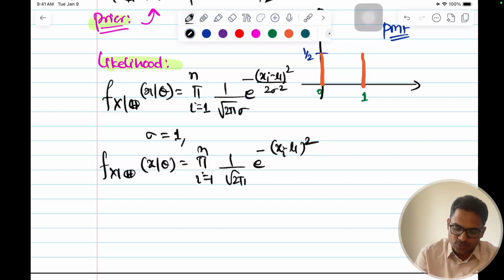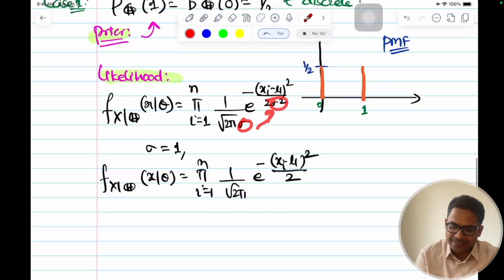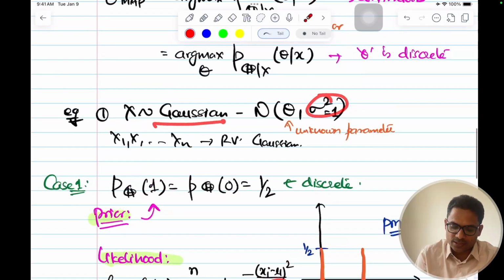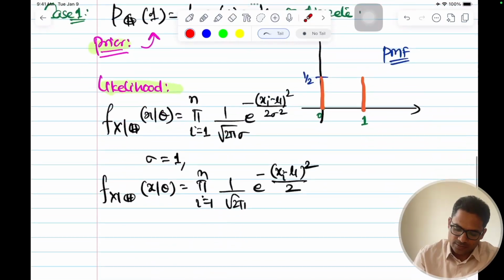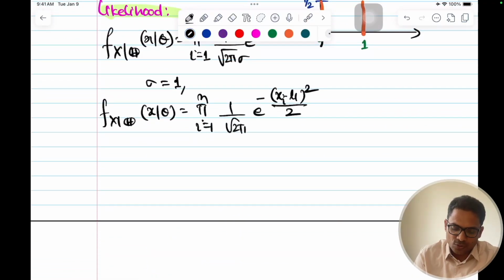No, it will be 2. There will be 2 sigma square, there will be 2. Okay, the sigma square is 1 here and the sigma is 1 here, because that is initial. This is the distribution we have started with. So what is the problem about? So we want to find the distribution.